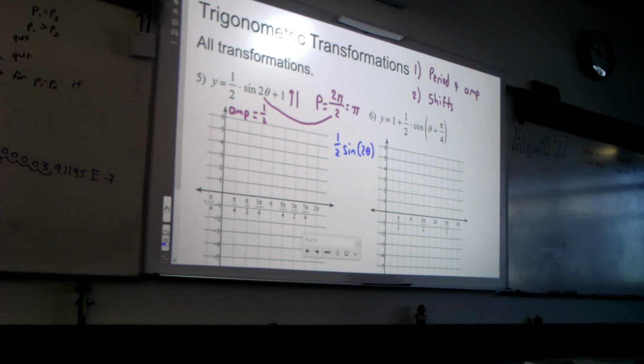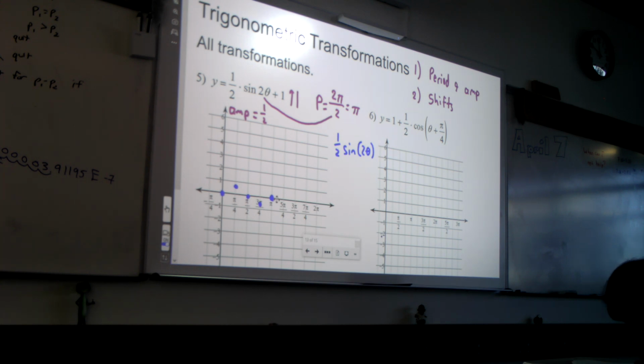So we're doing 1/2 sine of 2 theta. Guys, where does sine start? 0. This is going to go up to 1/2, down to negative 1/2. But when does it end? How long does it take it to go through a cycle? Pi. Just pi. So I'm going to do a start point at 0, and at pi it's back to 0. It's only going up to 1/2. It's going down to negative 1/2. That's one cycle of sine.